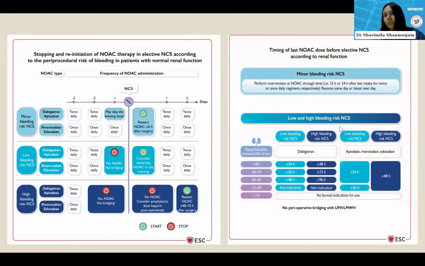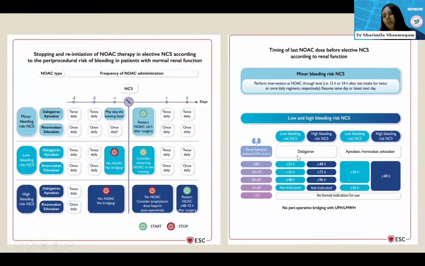What about patients with renal impairment? So for patients with renal impairment, here is the renal function. Above 80 for dabigatran, 24 hours for the low risk patients, and for the high bleeding risk patients, 48 hours. And for the rest of the OAC, for high bleeding risk, again 2 days, but for low bleeding risk, 24 hours. But we follow the renal function here.